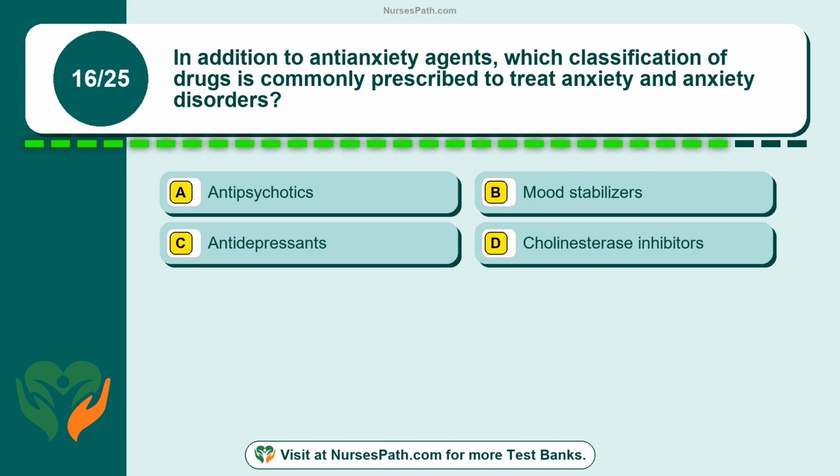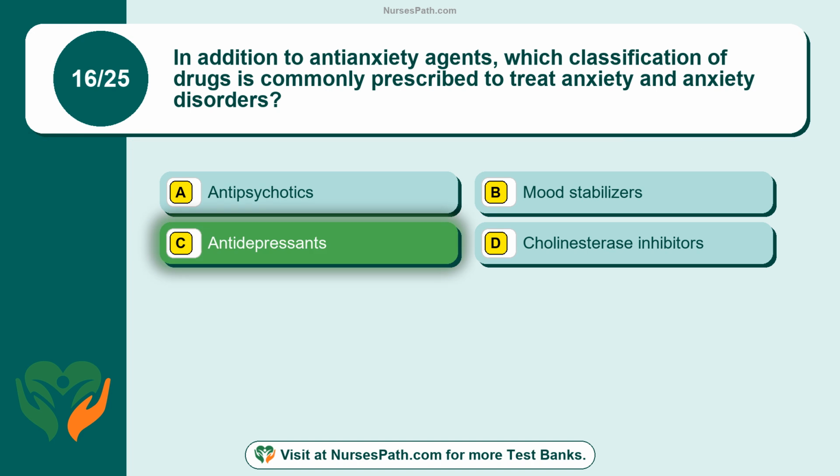Question 16. In addition to anti-anxiety agents, which classification of drugs is commonly prescribed to treat anxiety and anxiety disorders? Option A, antipsychotics. Option B, mood stabilizers. Option C, antidepressants. Option D, cholinesterase inhibitors. The correct answer is option C, antidepressants.